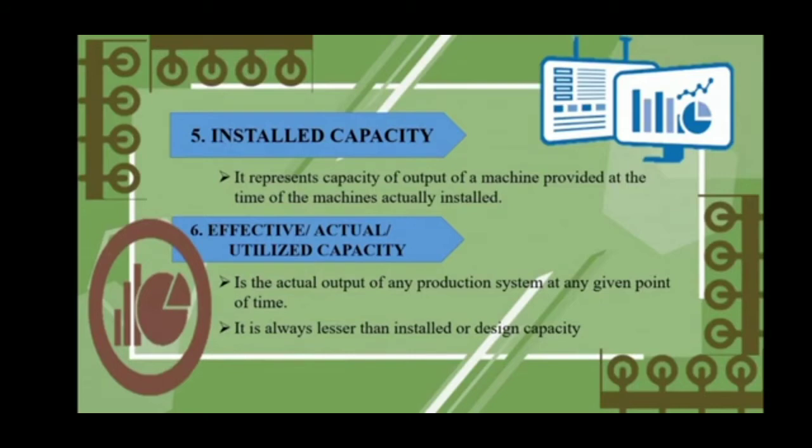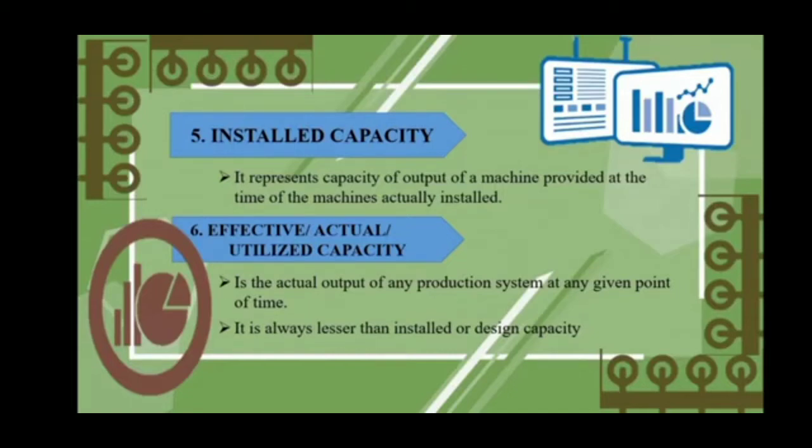Installed capacity. It represents the capacity of output of a machine provided at the time the machine is actually installed. Machines produced for installation have some defined capacity, as provided in their printed literature. Summation of such capacity gives a total installed capacity. As explained earlier, installed capacity may not be exactly at the same level of licensed capacity, for the obvious reason of installation of the plant facilities by the organization without adequate commercial run.